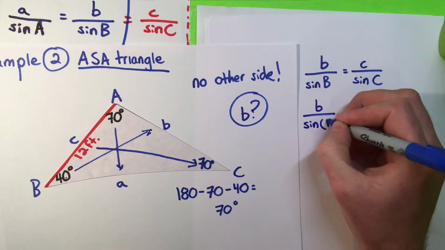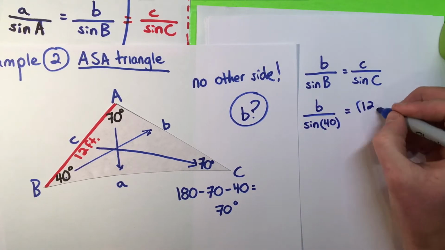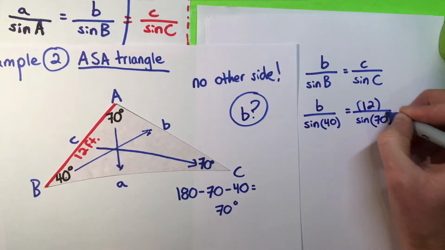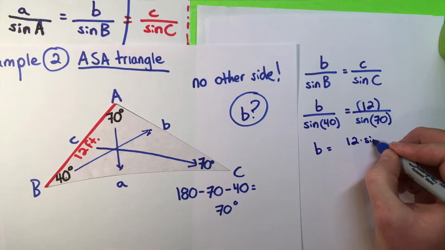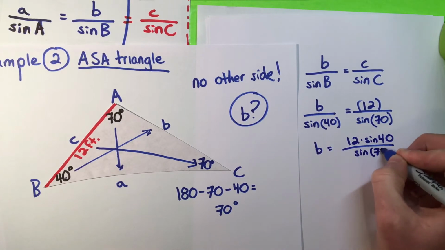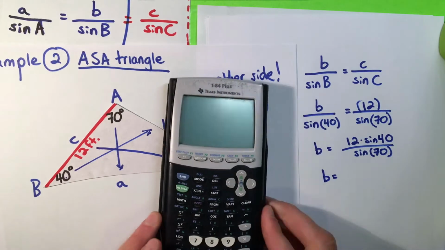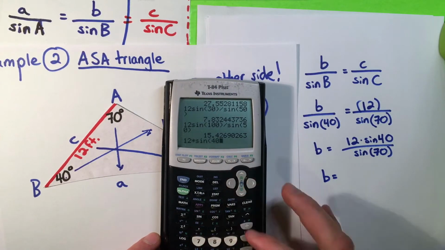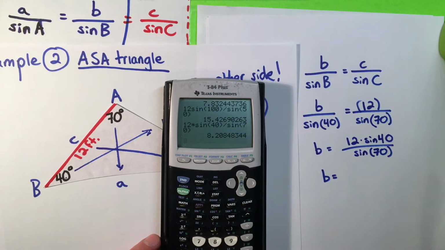So let's use our sine law. We're going to do it the same way that we normally do it. We notice big B is 40, little c is 12, and big C is 70. Again, we multiply by sine 40, and we end up getting 8.21 feet.